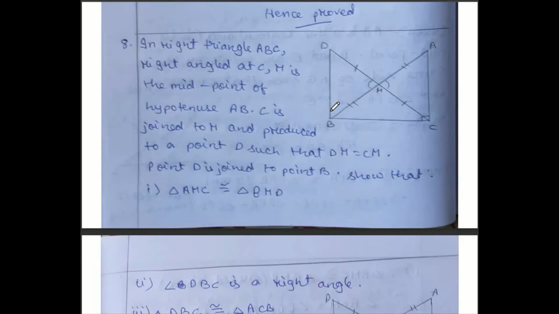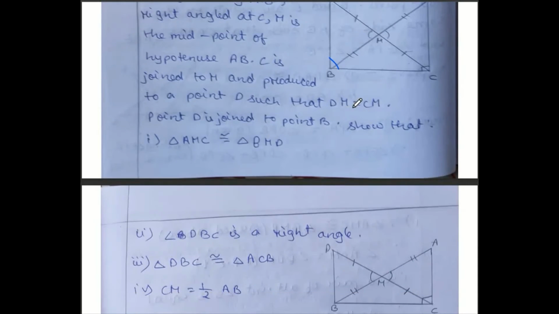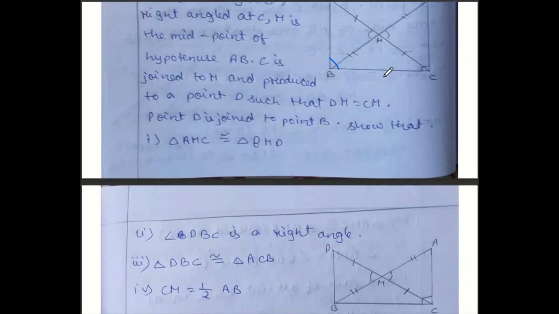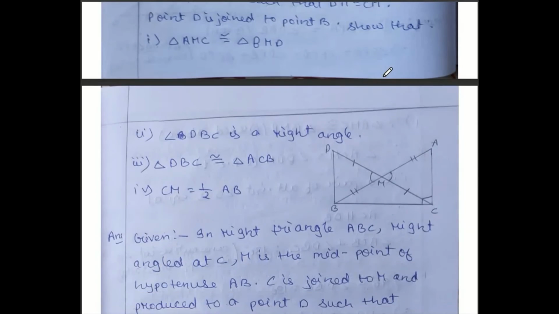Second, I have to prove this angle is also a right angle. We don't know whether it is a right angle or not. So this we are going to prove, it is a right angle, 90 degree. Third, I have to prove this triangle DBC and this triangle ACB both are congruent. And finally, we are going to prove CM is half of the whole line AB.